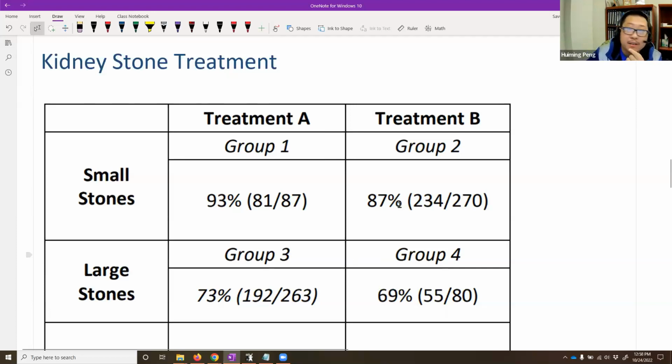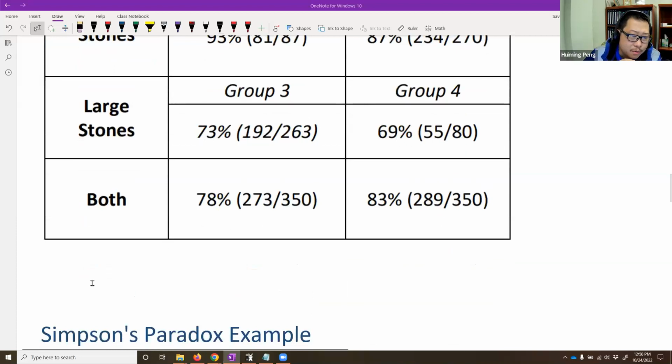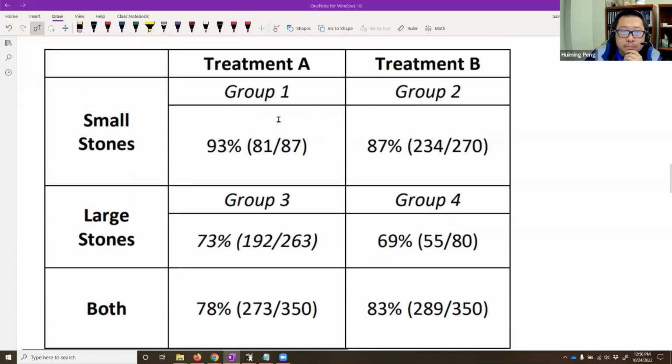So let's go to the second example. And this data is empty. Okay, so let me find it. This data this time is also a real case, a clinical trial from a hospital. I did not put the resource here, so you can find the resource from the textbook. And this is the real data.